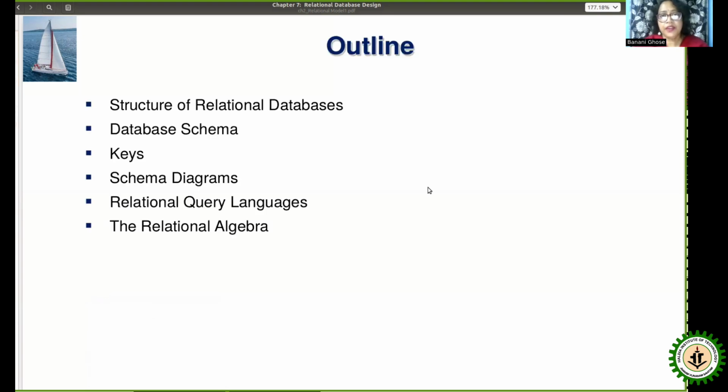Today, I am going to present a video lecture on relational data model. In this video lecture, I will be trying to cover these topics: structure of relational databases, database schema. Then I will be elaborating on keys. After that, I will be showing the schema diagrams and relational query languages, and I will be concluding the session with relational algebra.